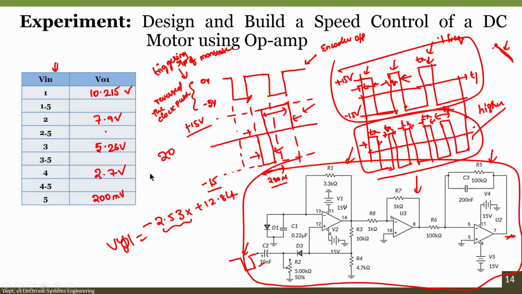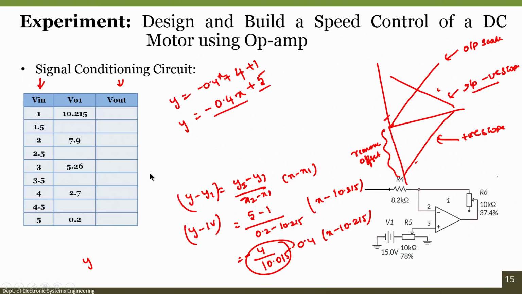So, for all the sets of values we noted that this is working fine, but how do I implement this? How can I get a signal conditioning circuit with a slope of 0.4 with an offset of 5, and that too a negative slope? So, if you recall, at this particular point what we are doing?